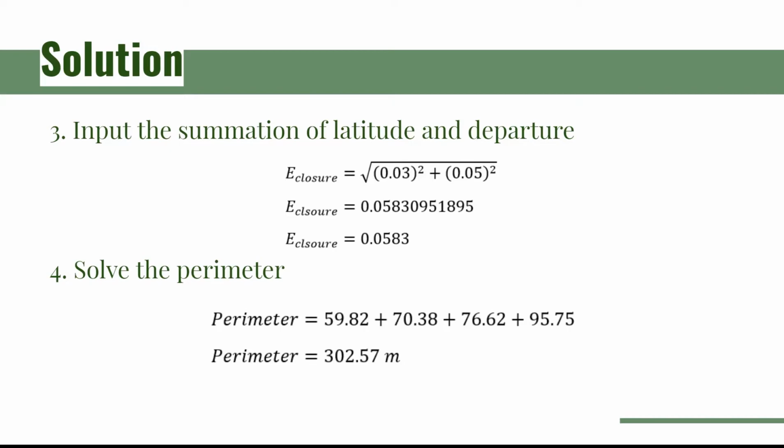Step 4 is to solve the perimeter. Perimeter equals 59.82 plus 70.38 plus 76.62 plus 95.75, which equals 302.57 meters.